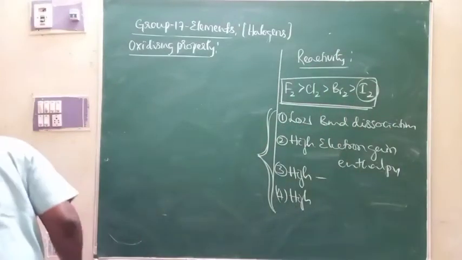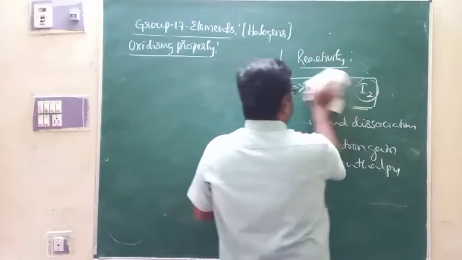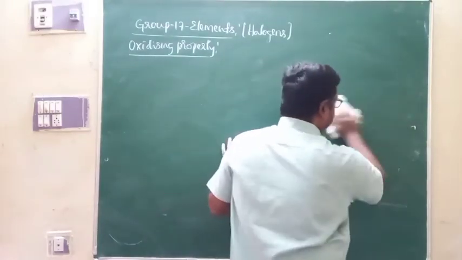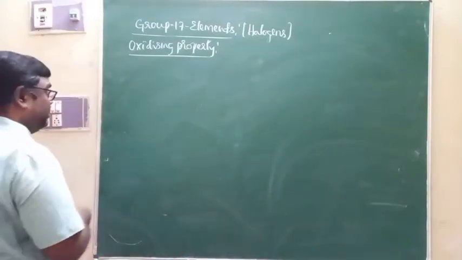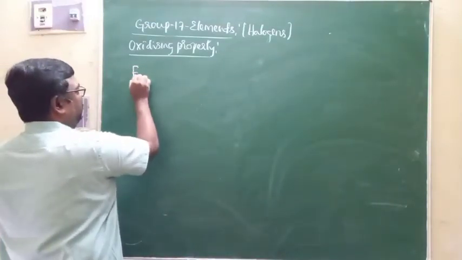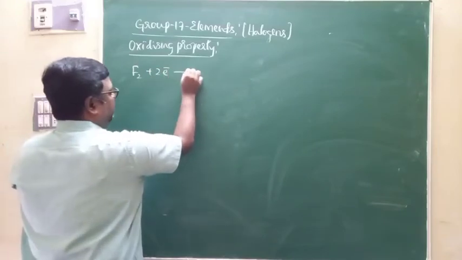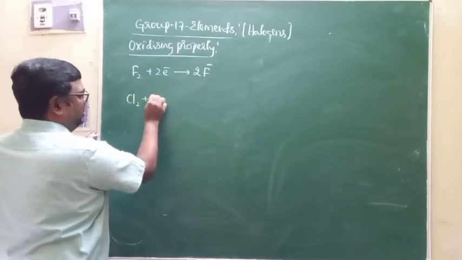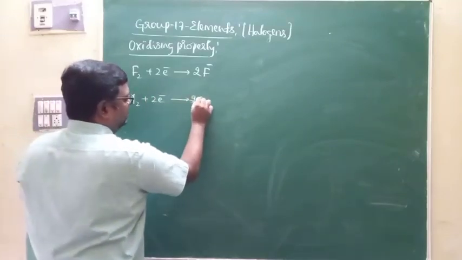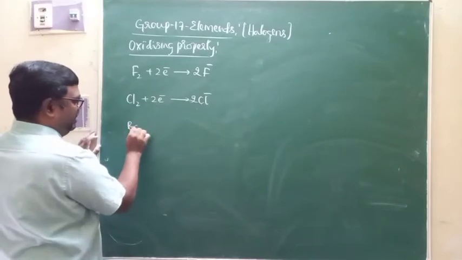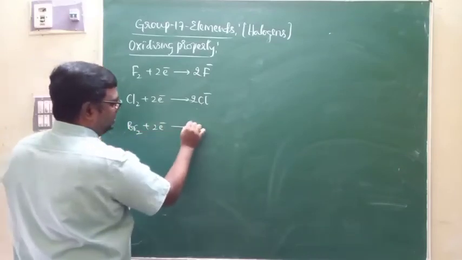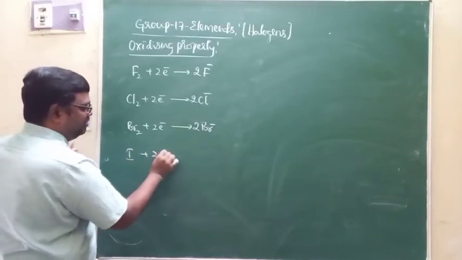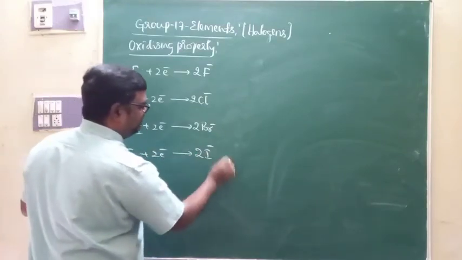Now at this moment we'll go for the oxidizing properties. Any oxidizing agent undergoes reduction. As far as halogens are concerned, fluorine will take up 2 electrons and becomes 2F minus. This is reduction of fluorine. Chlorine will take 2 electrons and becomes 2Cl minus. This is reduction of chlorine. Bromine will take up 2 electrons and becomes 2Br minus. This is reduction of bromine. Iodine will take up 2 electrons and becomes 2I minus. This is what we call reduction.